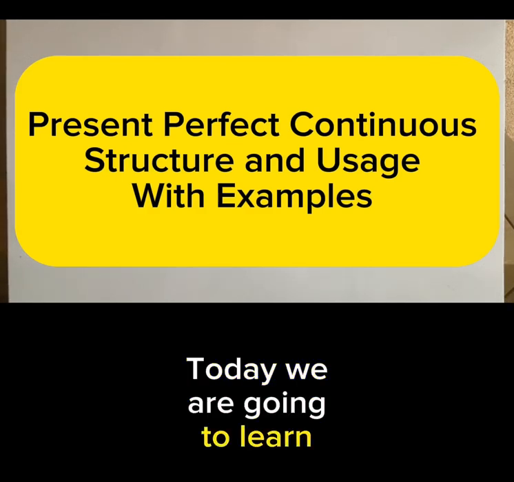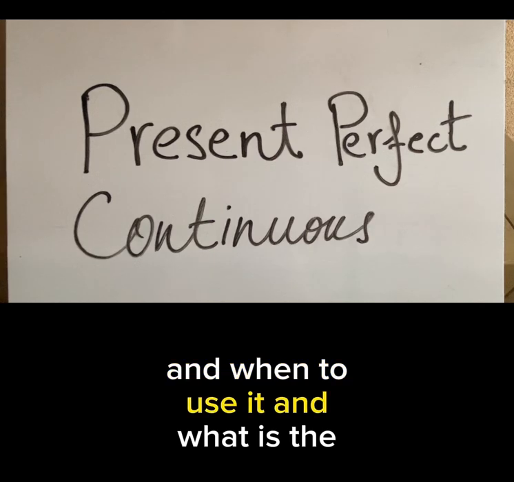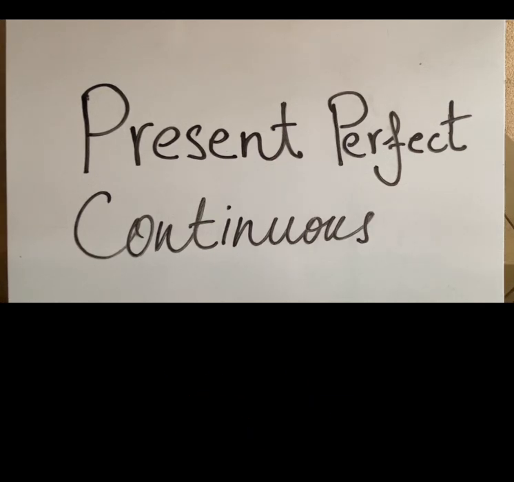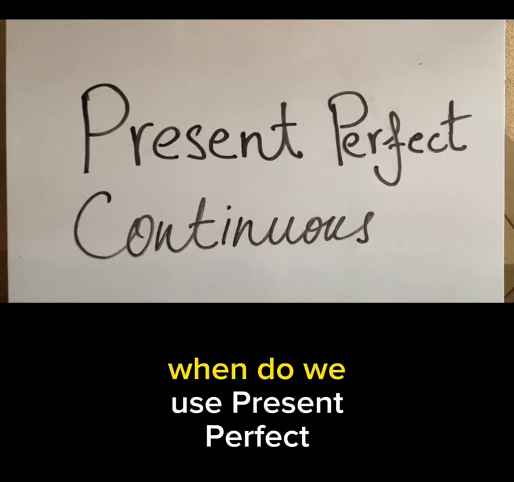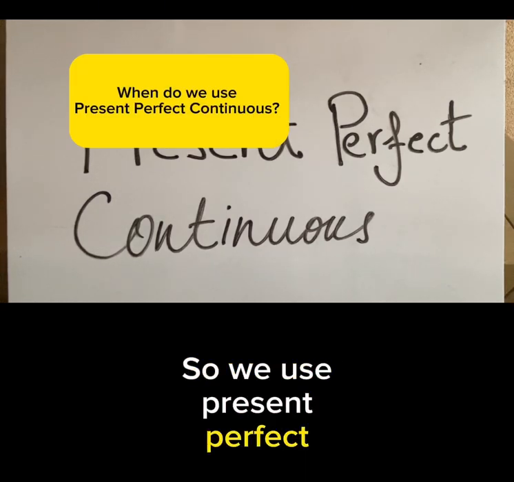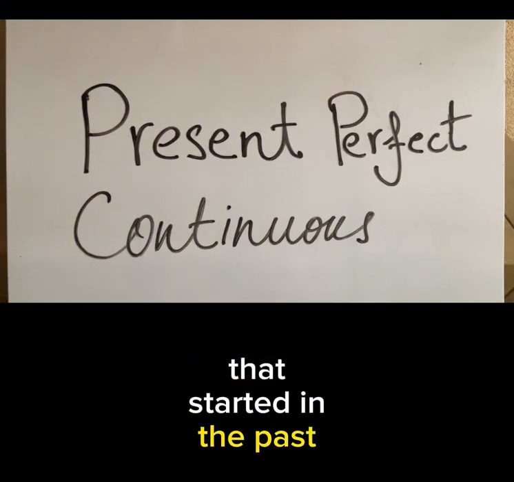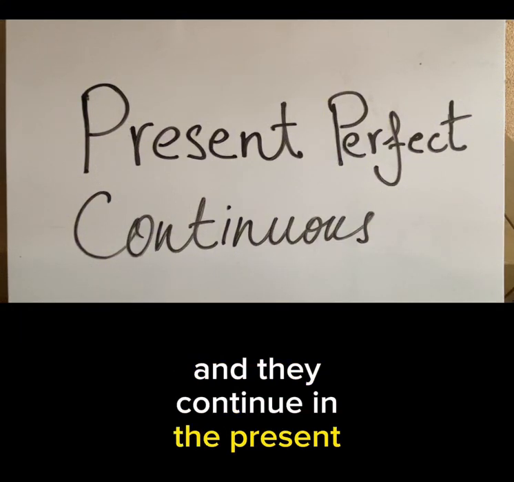Today we are going to learn about the tense present perfect continuous and when to use it and what is the structure. So let's talk about when do we use present perfect continuous. So we use present perfect continuous for some things that started in the past and they continue in the present.